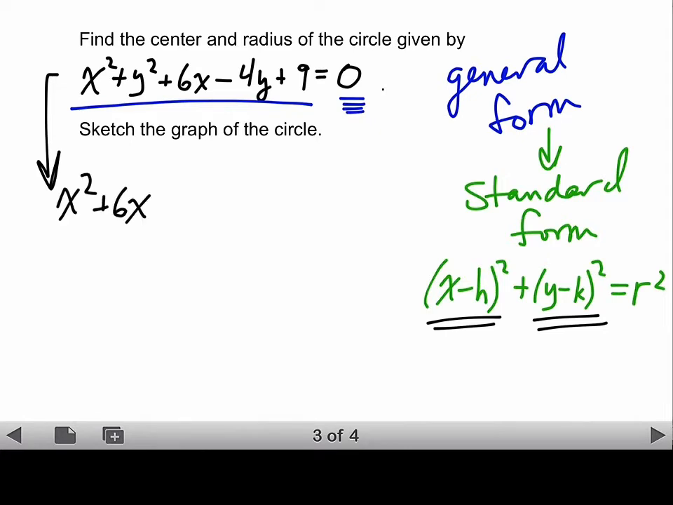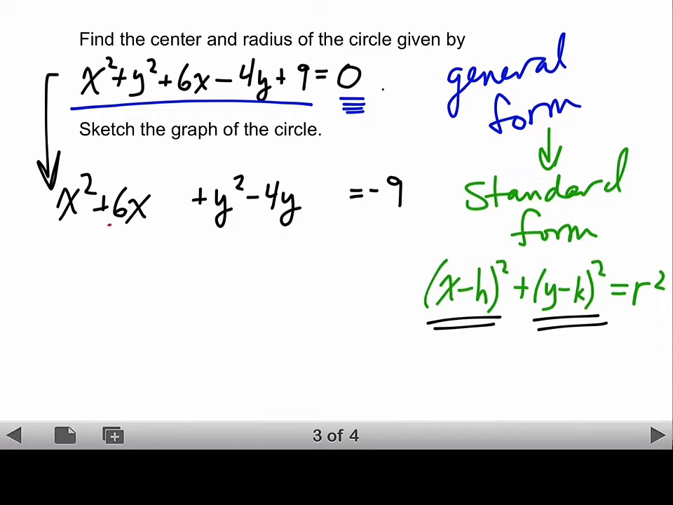So I'm going to complete the square on x. Before I do that, I want to get the x terms together. So x squared plus 6x. And as you recall from completing the square, we're going to be adding a number. So I'm going to leave a little gap. y squared minus 4y. Put the y's together because I'm going to complete the square on y. Is equal to negative 9. Again, leaving a gap for what I'm going to add.